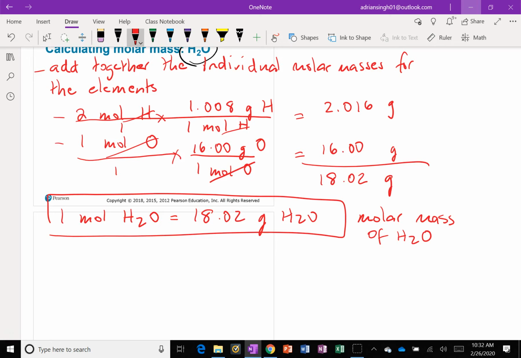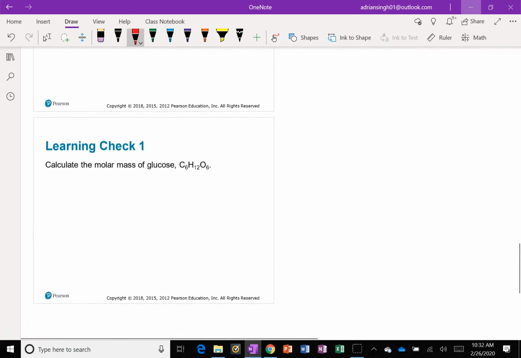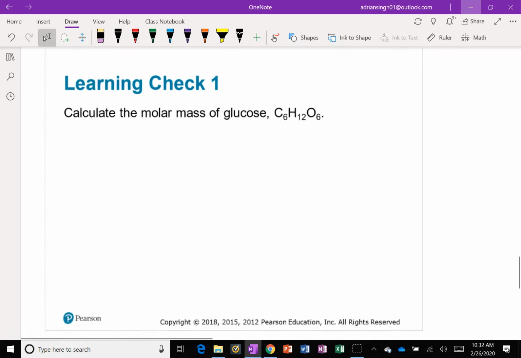Hold your water for a second. Right? It has about that much, 1 mole of H2O. That's about 18 grams. So you can calculate the molar mass of something as simple as water to something that's a little bit sweeter, let's say, like glucose.